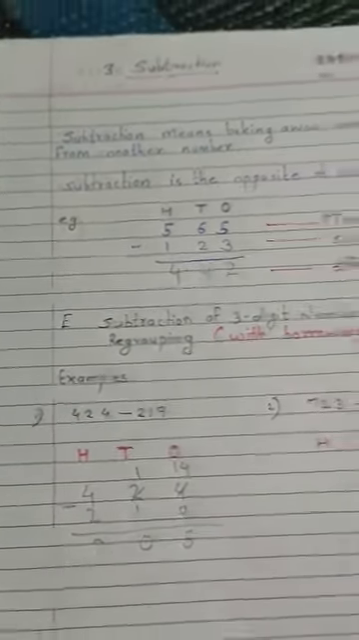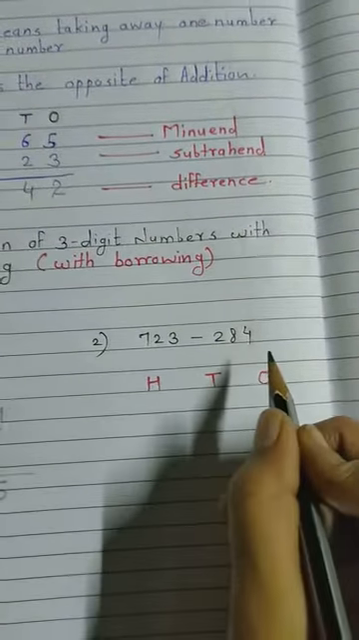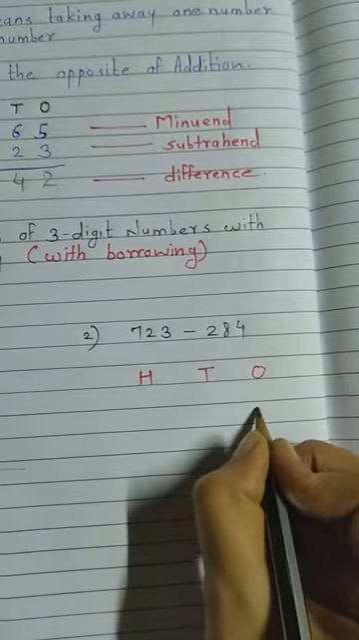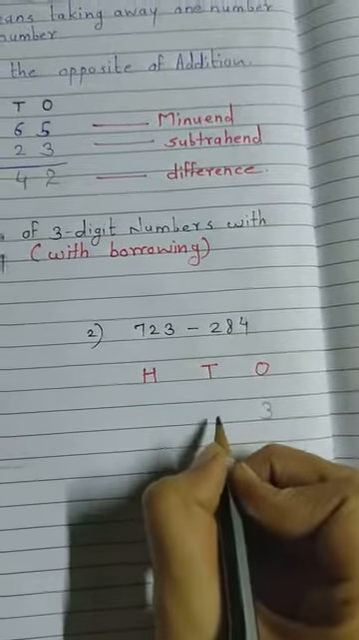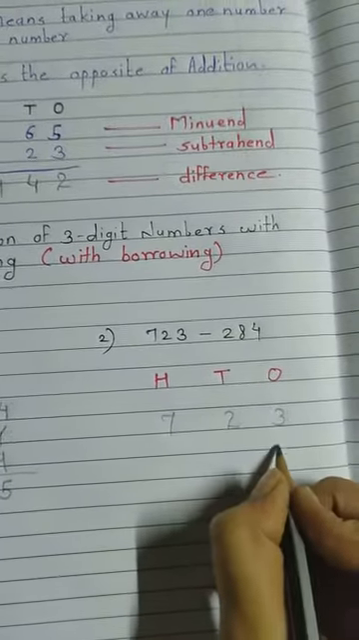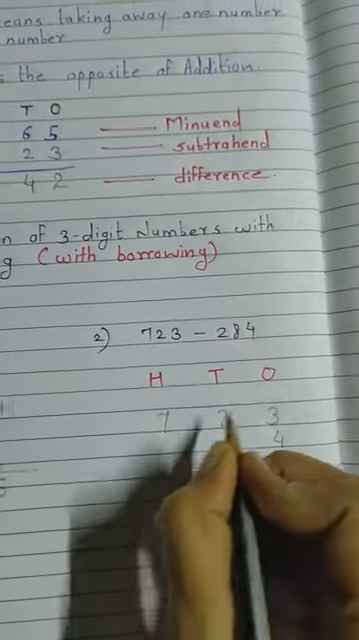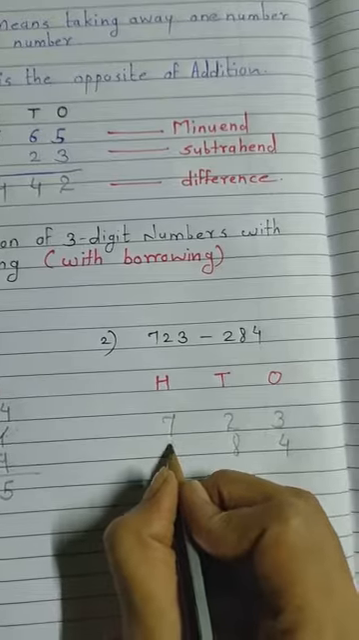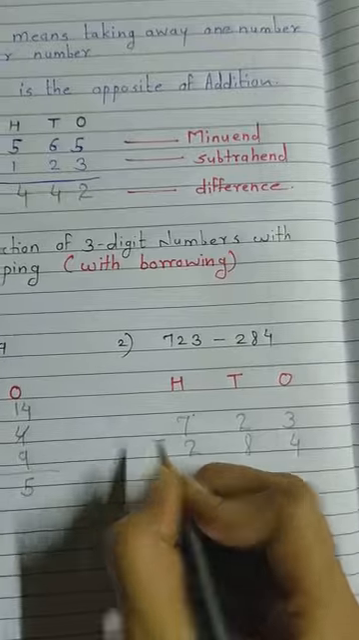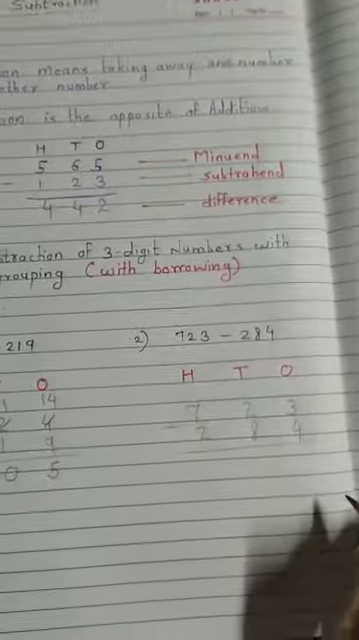Likewise, you have to solve. Next, one more example. Again, arrange the given example in the form of columns. 3 is on the ones place, 2 is on tens and 7 on hundreds. Then 4 is again on ones, then 8. You have to write the numbers exactly below the given numbers. As we are doing subtraction, put the minus sign there and solve.